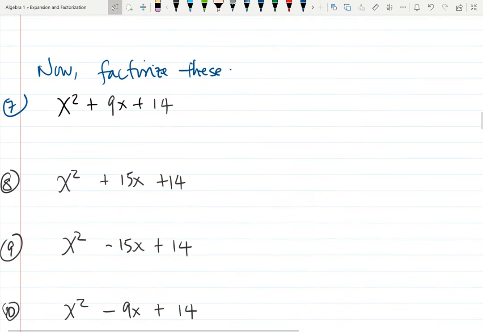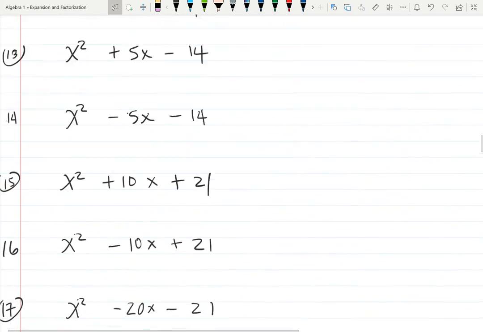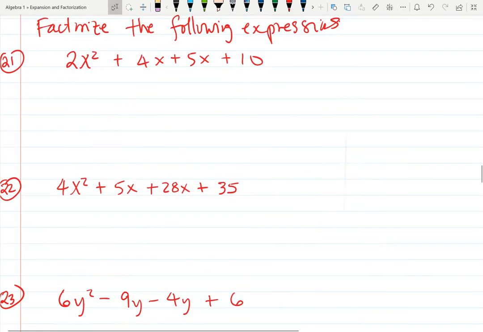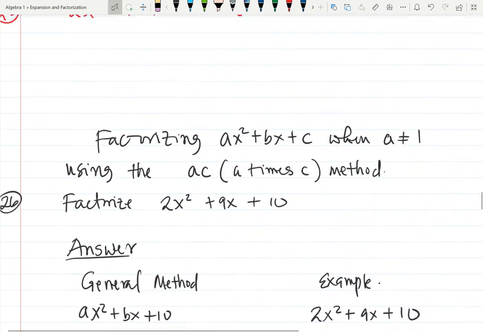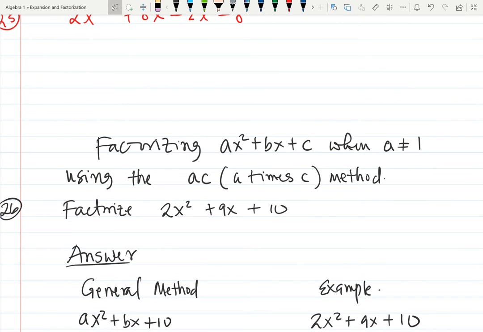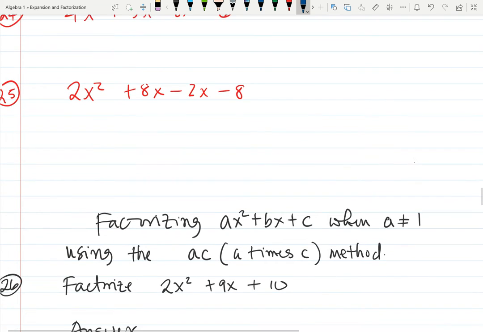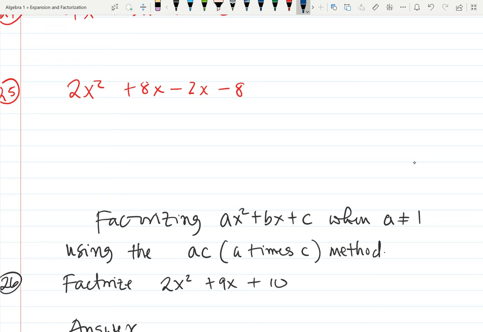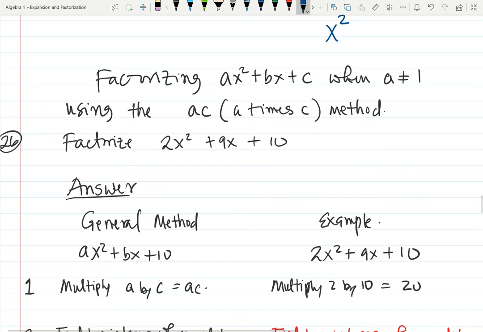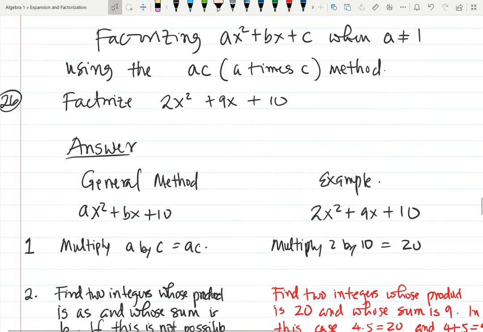Do these. All right. Now, let's go to a case where, so far, the number multiplying your x squared, which is called the coefficient of x squared, is 1. So there's just nothing there. Now, what if there is a number there, not equal to 1? For example, factorize 2x squared plus 9x plus 10.